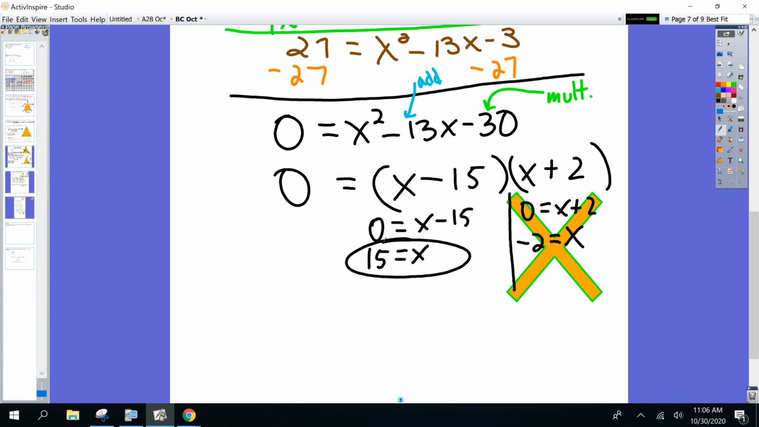So I cannot have negative 2 as an answer, so my only answer here is 15. Again, let me state this before we end the class today. I did not reject negative 2 because it was negative. I rejected it because when I plug it back into the problem, it gave me a negative angle, which is a no-go. So don't just automatically reject negative answers. Plug it back in and see what happens.